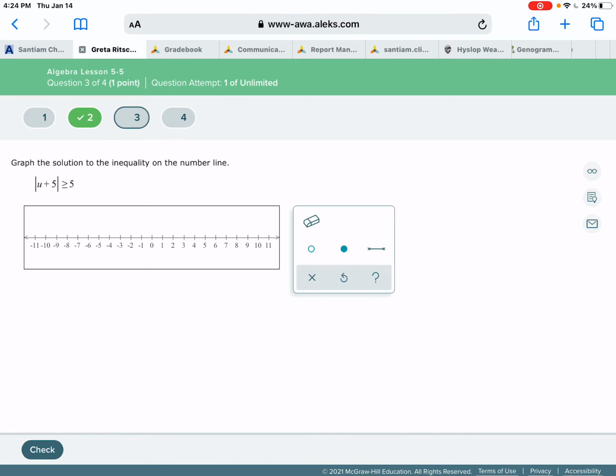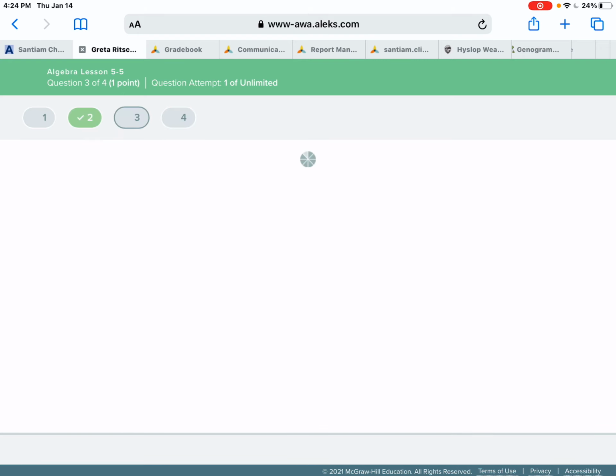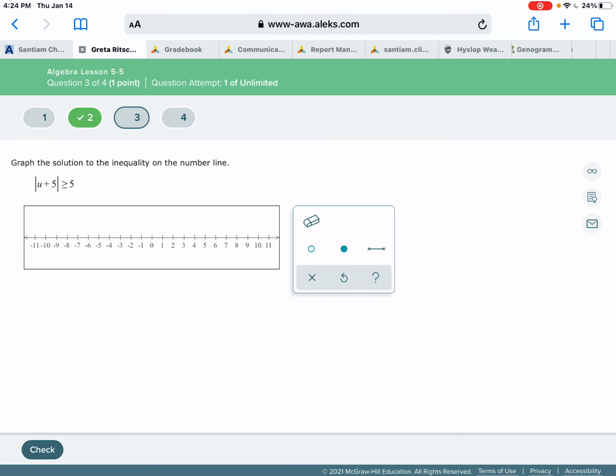Very good. All right, problem number 3. Graph the solution to the inequality on the number line. Okay, so let's solve this.